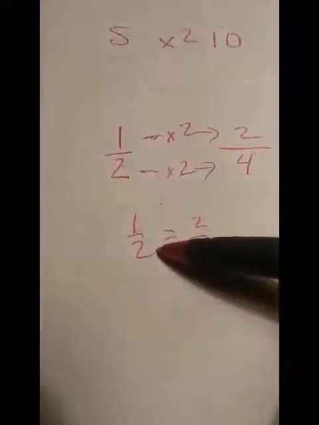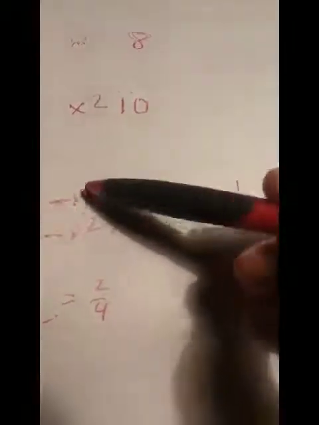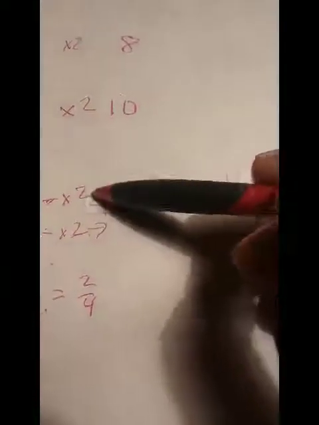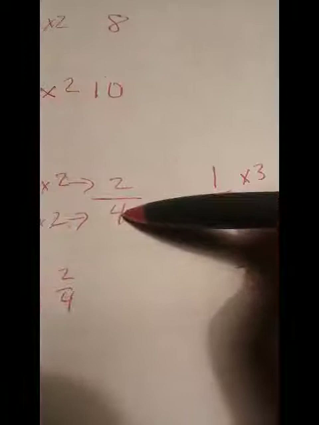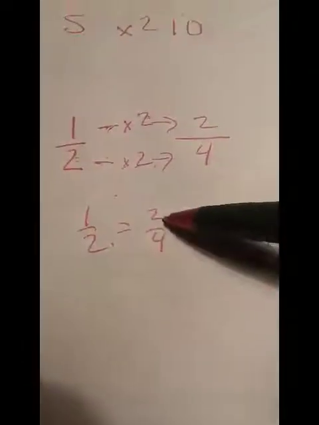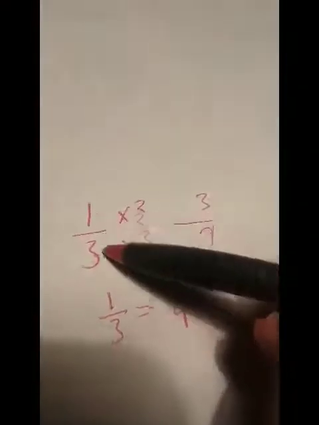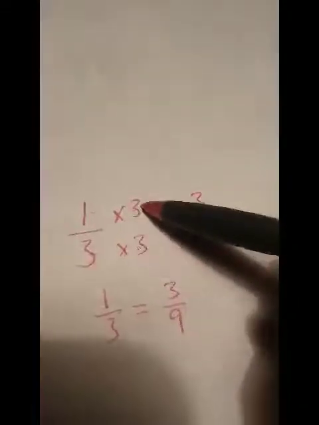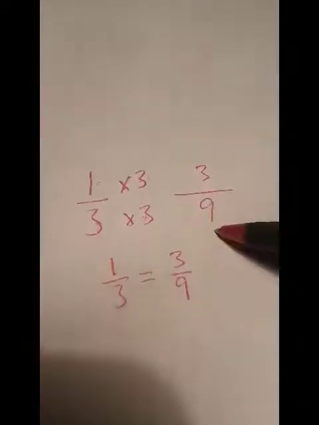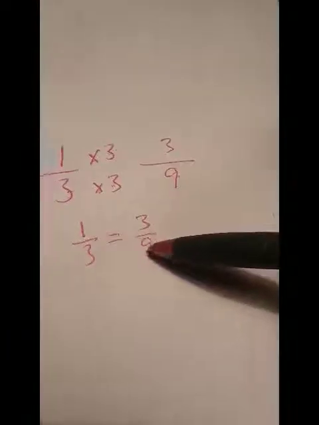Okay, so now all we're doing is stacking two numbers on top of each other. Okay, so we got the fraction 1/2. If we multiply both numbers by 2, we get 2/4. So we know 1/2 is proportional to 2/4. Okay, what about 1/3? If we multiply both of them by 3, we get 3/9. So now we know that 1/3 is proportional to 3/9.